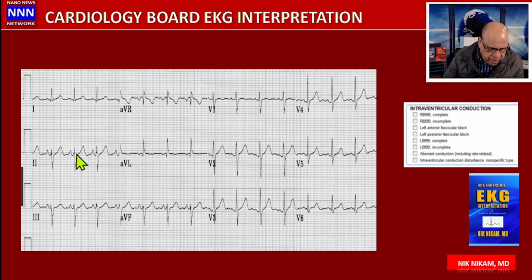Anyway, so we have left axis deviation, and since the negative deflection is more than the positive deflection, it is more than minus 45 degrees. So we are talking about left anterior fascicular block or left anterior hemiblock as it is called. So we have sinus rhythm, left axis deviation, left anterior hemiblock, possible right atrial enlargement, and maybe some right ventricular hypertrophy, and the rest of the electrocardiogram looks okay.